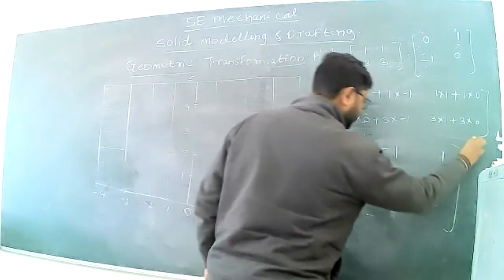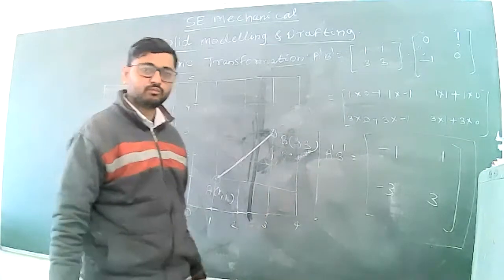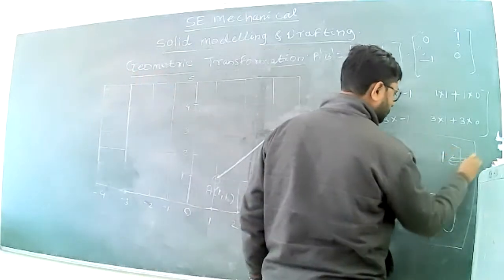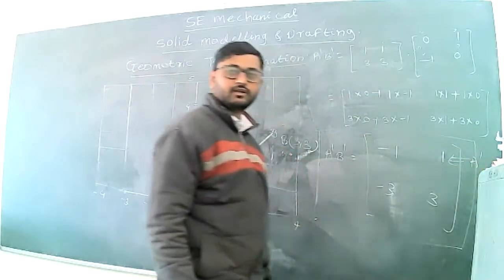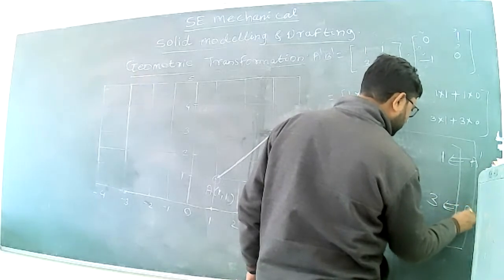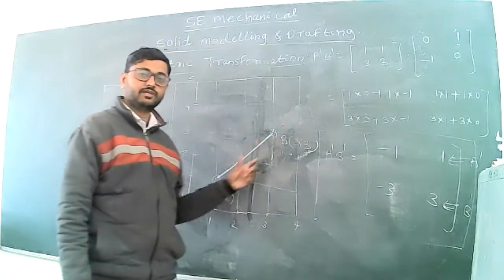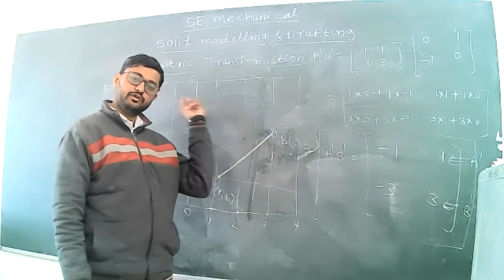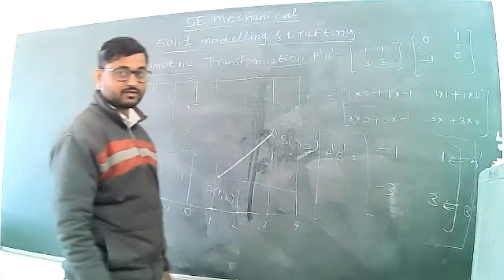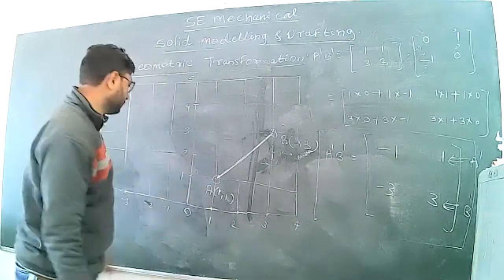These are the new coordinates of points A dash and B dash. For A dash, the coordinates are minus 1 and 1. And for B dash, the coordinates are minus 3 and 3. So we have to rotate this old line to the new line with coordinates minus 1, 1 and minus 3, 3.